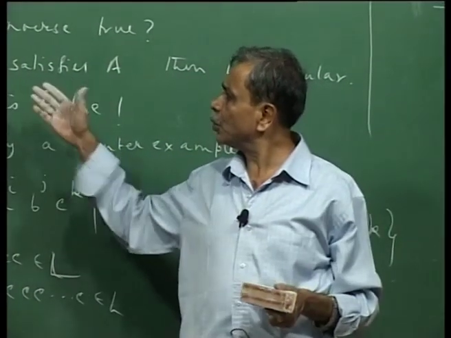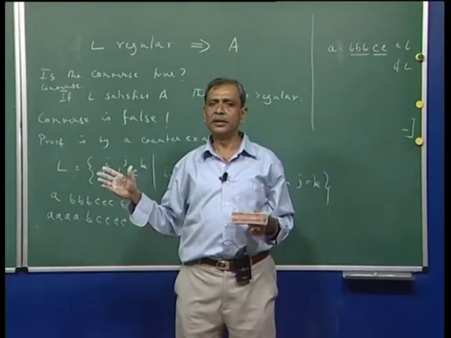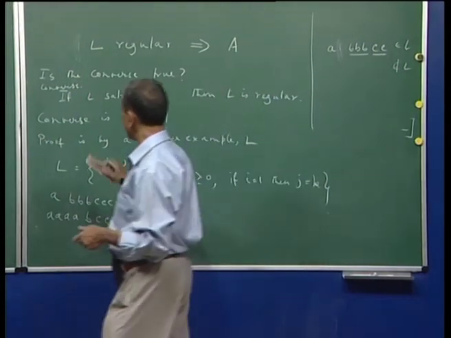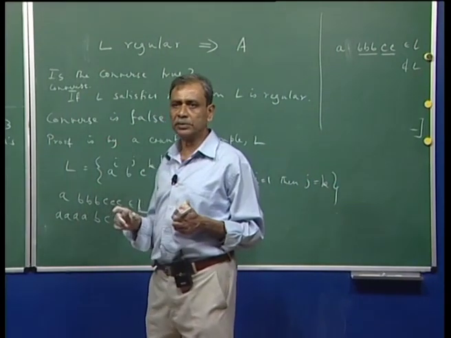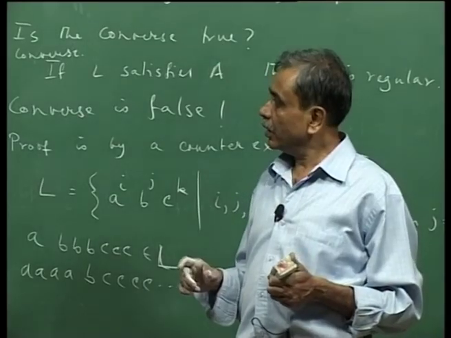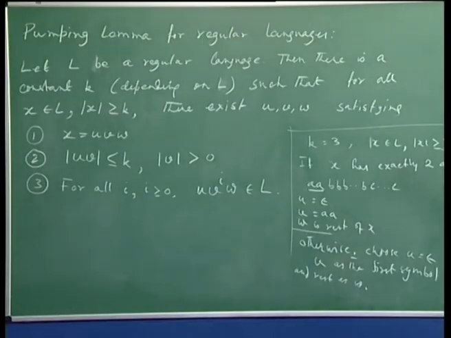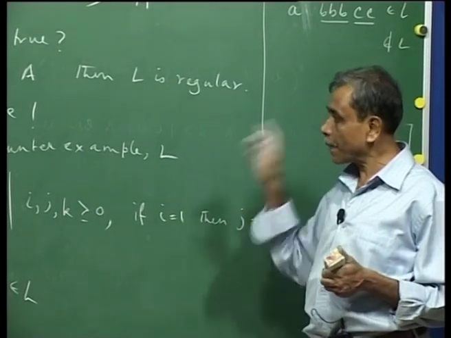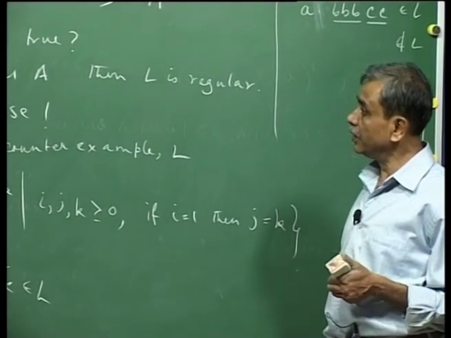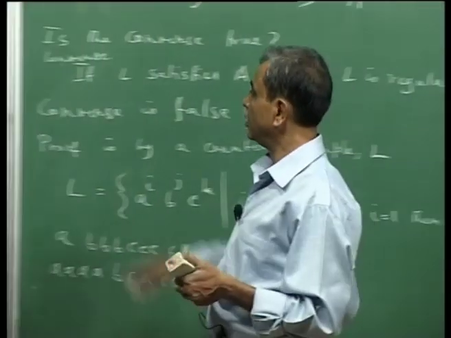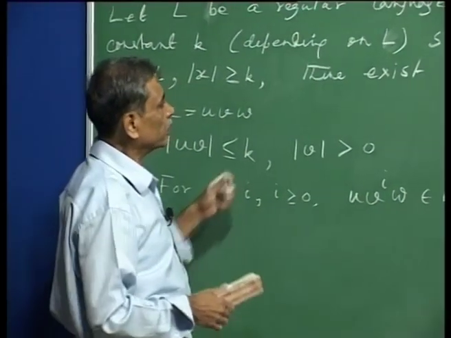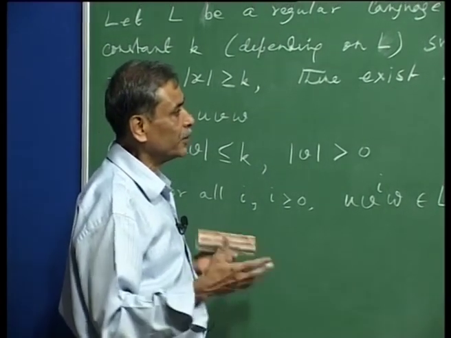Actually, how do I show that this particular language is not regular? I stated that this language L is not regular. How do I show it? Because now I know that I cannot use this pumping lemma to prove this particular language to be not regular. Because here is a k, which is 3 in fact, for which the conclusion of the pumping lemma holds. So, we don't get into any contradiction.